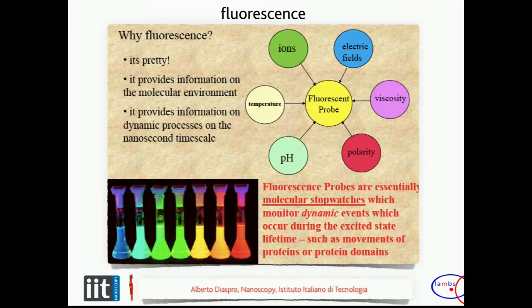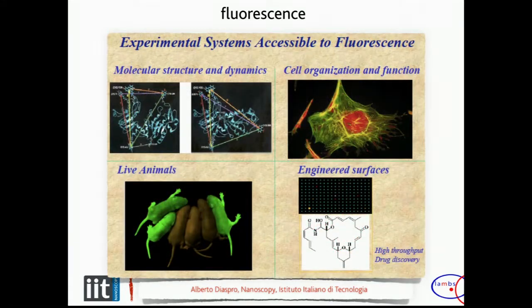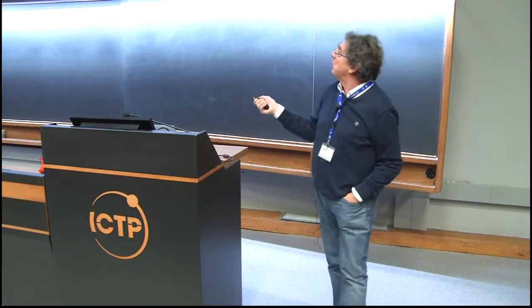Why fluorescence? Slide of David Jameson, who was a student in the Gregorio Weber lab. So this is one reason. But the other reasons are that with fluorescent probes, you can be biochemically specific for certain macromolecules, but also the fluorescent part of your molecule can be sensitive to environmental conditions. And so you can use this not only for understanding where a molecule is in the cell, but what is going on in the environment. Very flexible. You can use this for molecular structure and dynamics, cell organization and function. You can work in living animals, as most of you probably already know, and of course you can work on engineered surfaces.